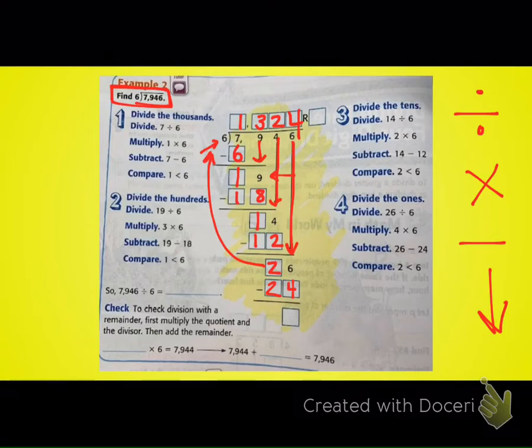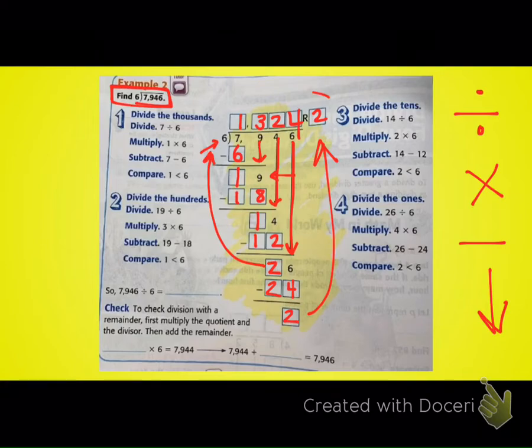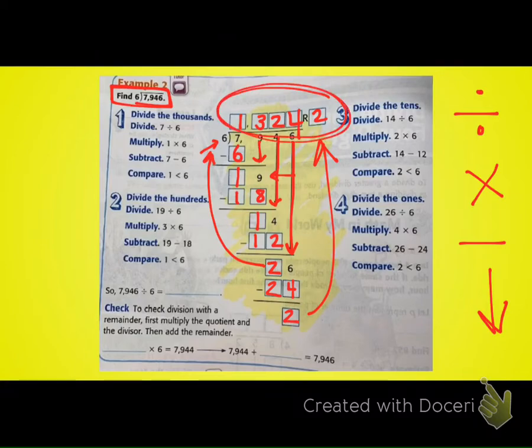Subtract. 26 minus 24 is 2. This is what we have left over. That 2 is our remainder. Goes up in our answer. So our quotient is 1,324, remainder 2.